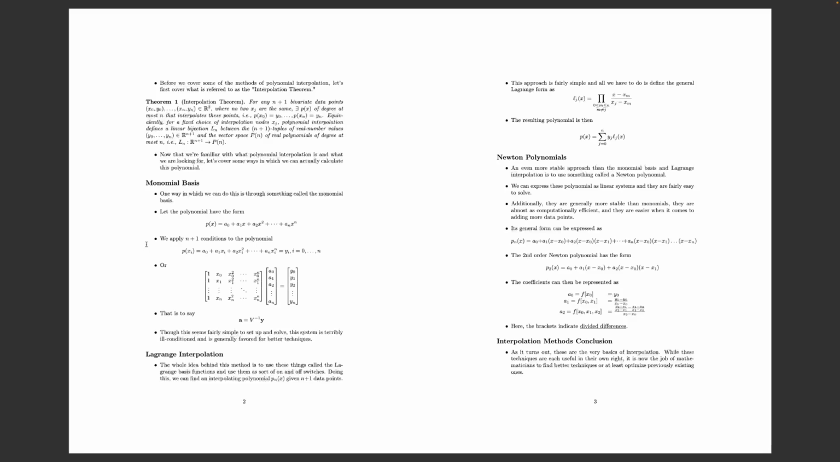And so they are bolded, so a is a vector and y is a vector, and then V inverse is the inverse of the Vandermonde matrix, which is this on the far left. And we usually denote this as capital V. And so again, though this seems very simple to set up and solve, this system itself is terribly ill-conditioned and is going to be disfavored for these other techniques.